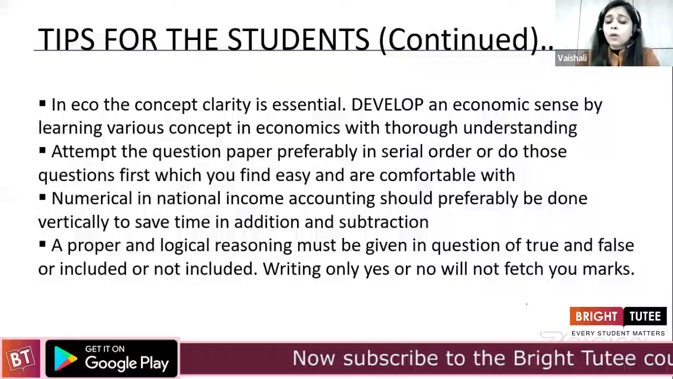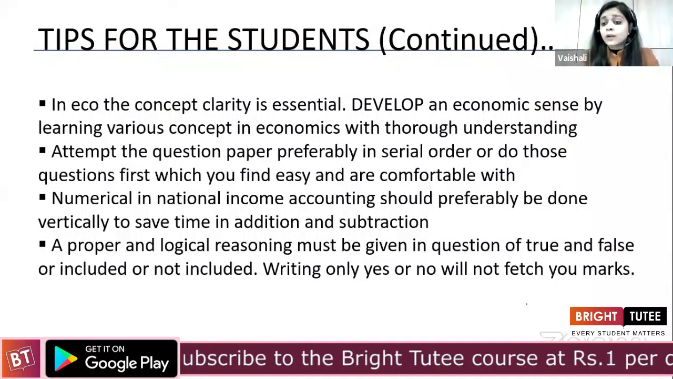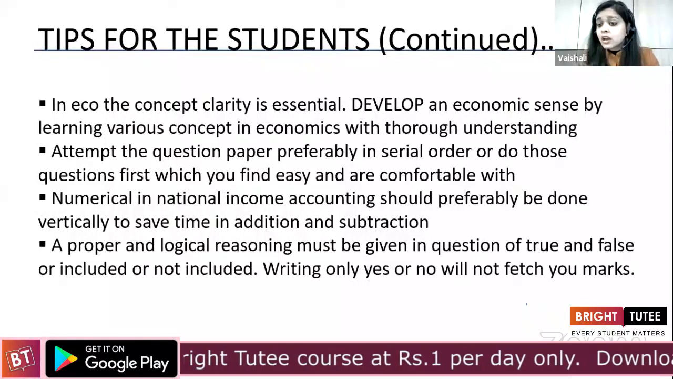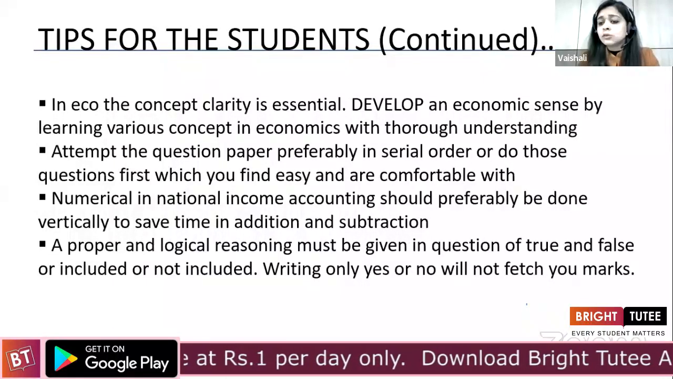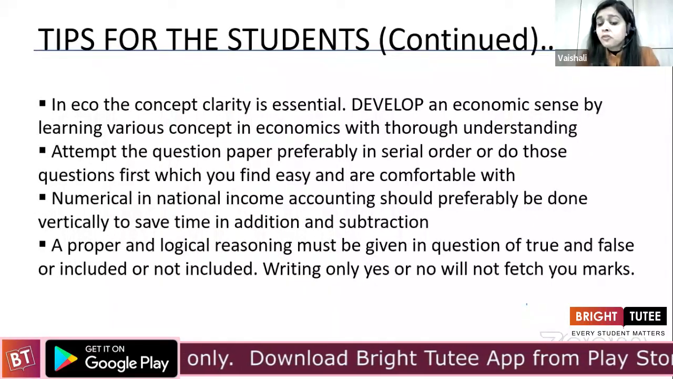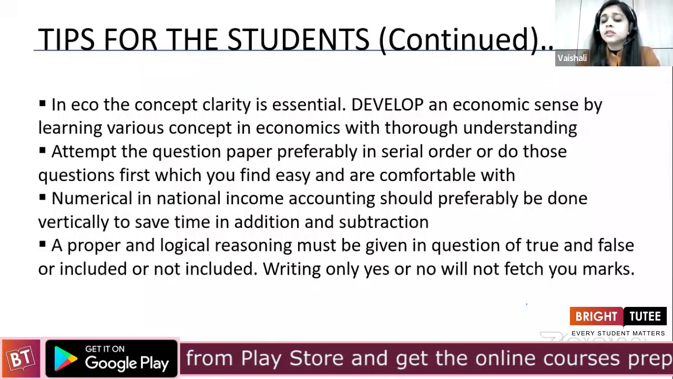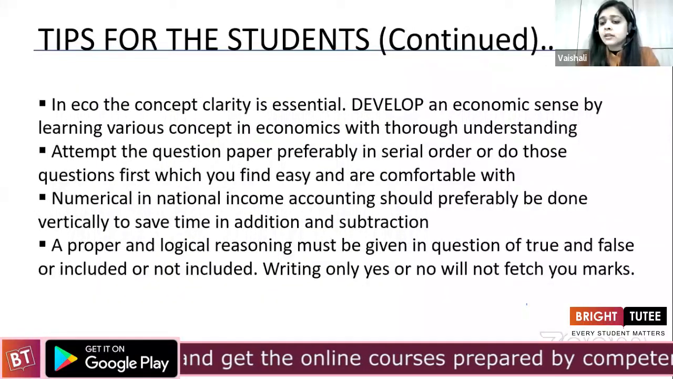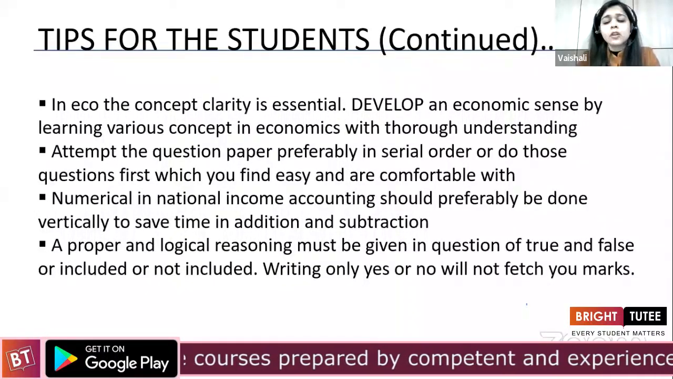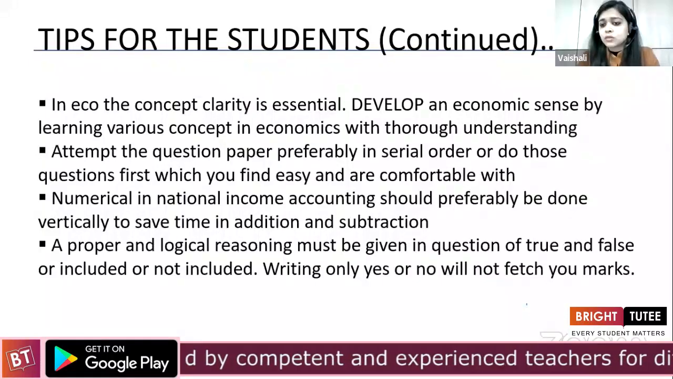Then there is one question that we just discussed, that was national income accounting, what should be included and what should not be. So it could be true, false, or what should be included, yes, no, something like that. So ask them to write the reasons properly for that. Writing just yes and no will not fetch marks. Just let them know all these things.